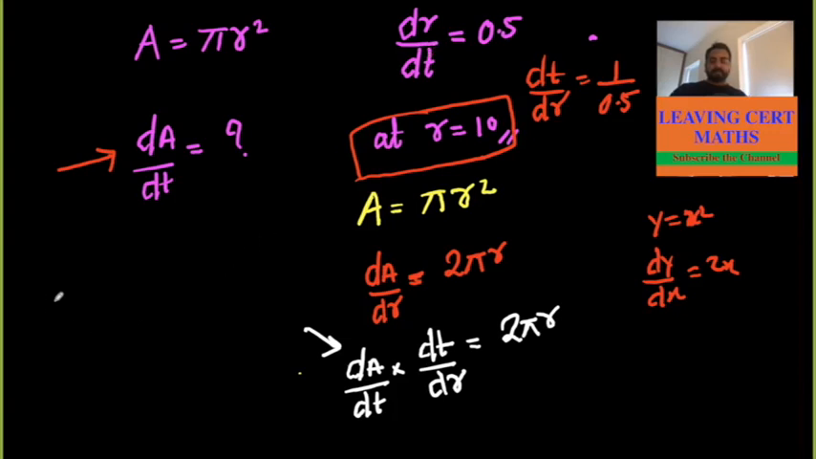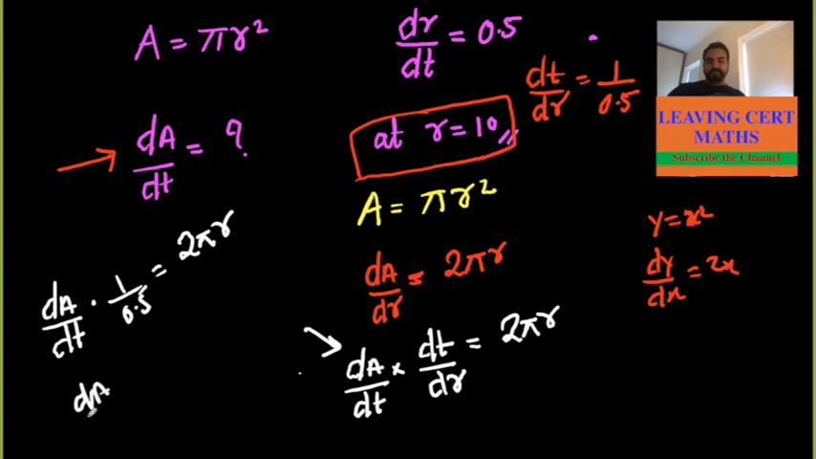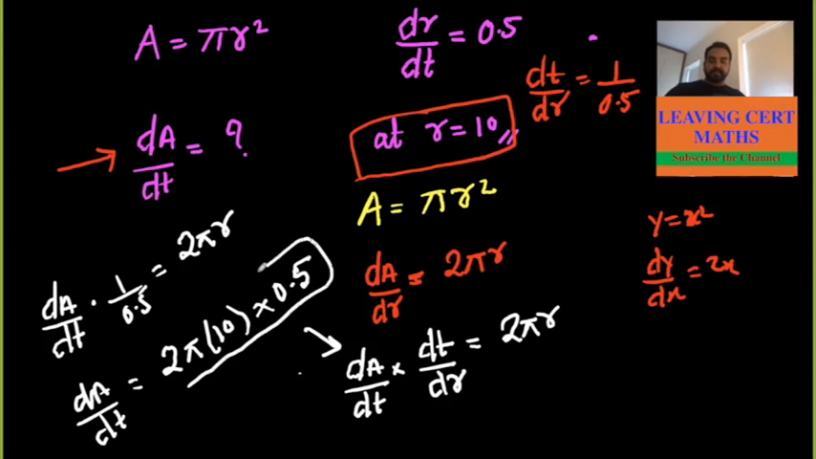So can I write dA over dt multiplied by 1 over 0.5 is equal to 2 pi r? Is it not true? So dA over dt will be equal to 2 pi multiplied by 10, because the radius was 10, multiplied by 0.5. Is it not right? That's your answer. Calculate how much it is giving.